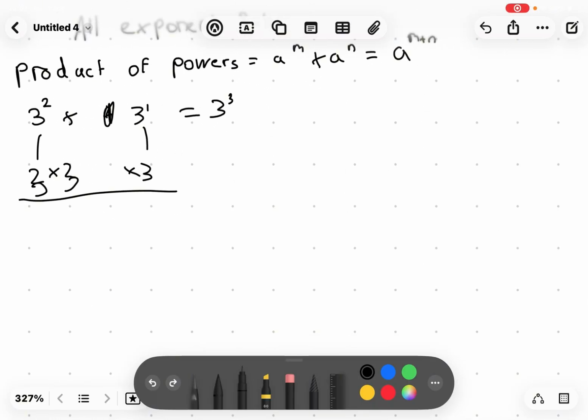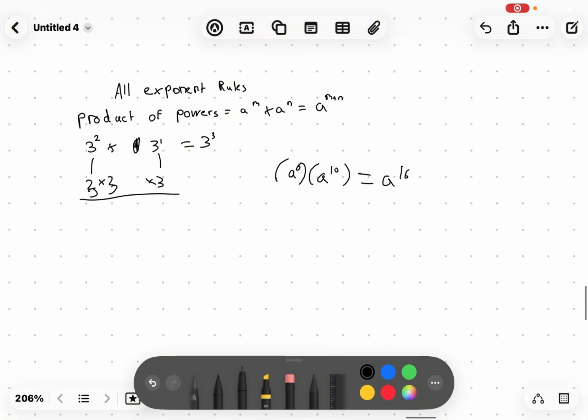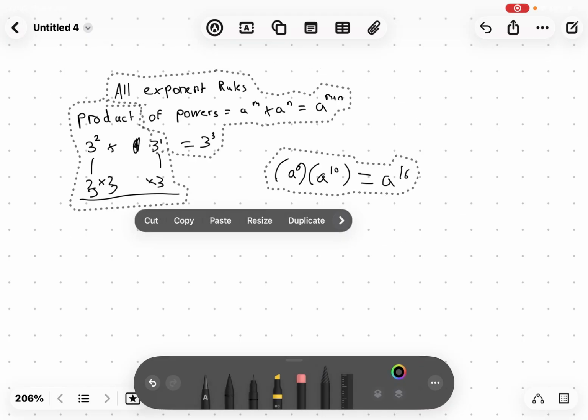Let's say they're shown like this, with 6 and then times 8, 10. If they're shown like this, it's still the same thing. It will just be a to the power 16. So yeah. I'll just delete all of it.